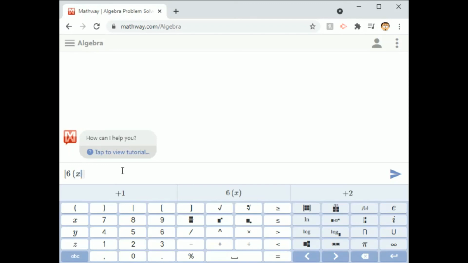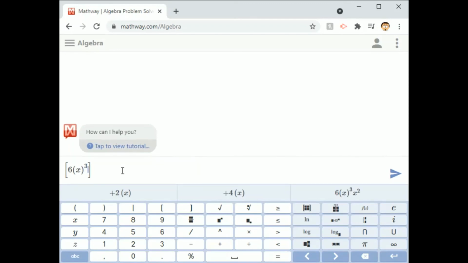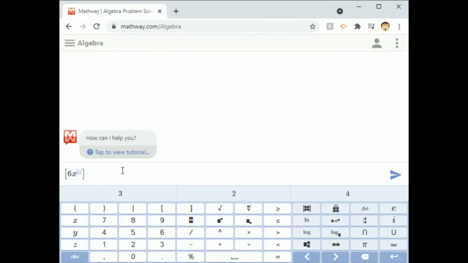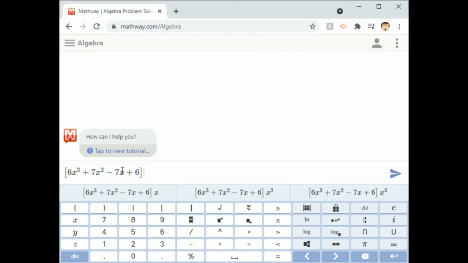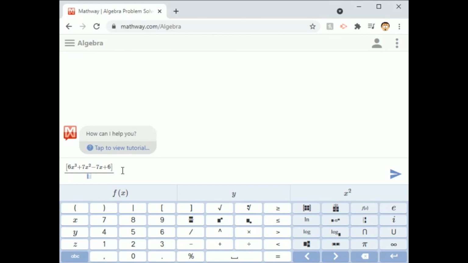So we want to punch in 6x cubed plus, actually, I guess I don't have to use brackets there. 6x cubed plus 7x squared minus 7x plus 6. And then I want to divide that, and you'll see that it automatically jumped to it. Now the bracket's unimportant, but it was needed to make sure that it set it up correctly in the first place. And I want to divide that by 2x minus 1. Okay, so I've typed in my polynomial. I'm dividing it by the binomial.